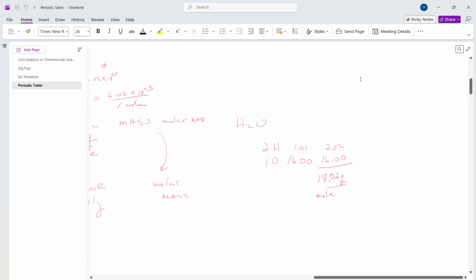Now, we go to the periodic table to find what the molar mass is of an element. If we're talking about a compound, which is multiple elements together like water, you have to add up the molar mass for the individual elements, like we talked about with water. 2 hydrogens at 1.01 apiece, plus oxygen, which is 16. Those add up to 18.02 grams per mole. And then the inverse of that, of course, is also a conversion factor.